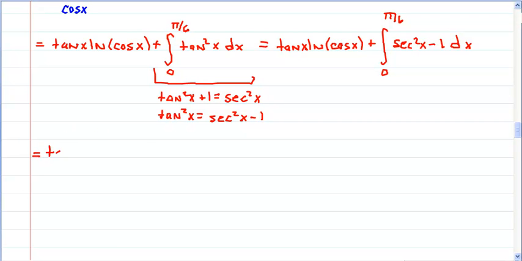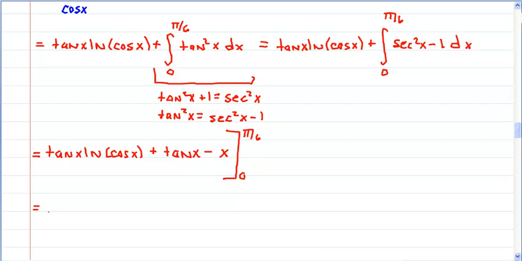So the first part is just tangent x times the natural log of the cosine of x. And then when I integrate, secant squared is the derivative of tangent, and then minus 1 integrates just to minus x. So since this started out as a definite integral, I have to substitute 0 and pi over 6 into the entire expression, u times v included.